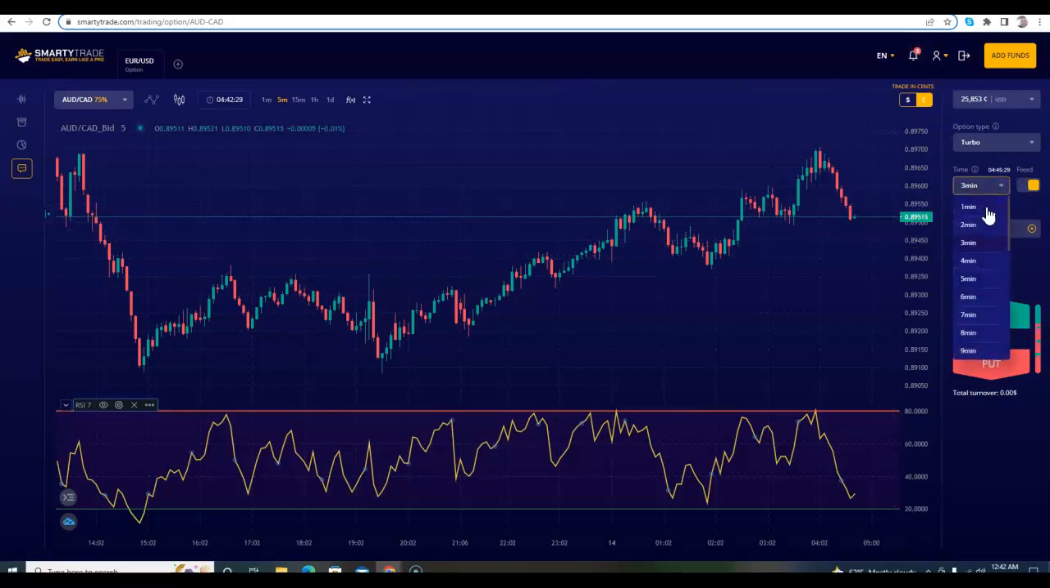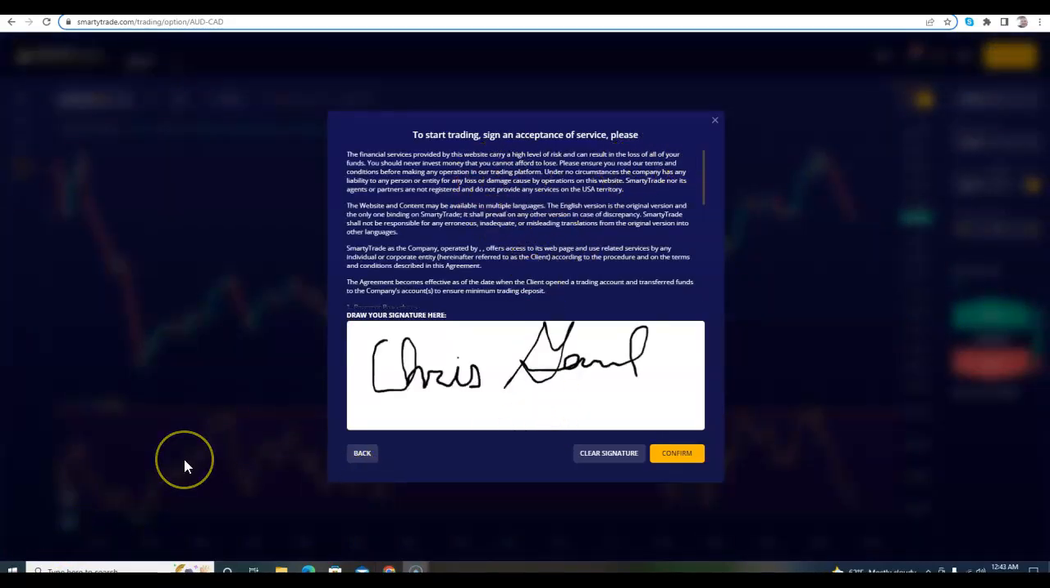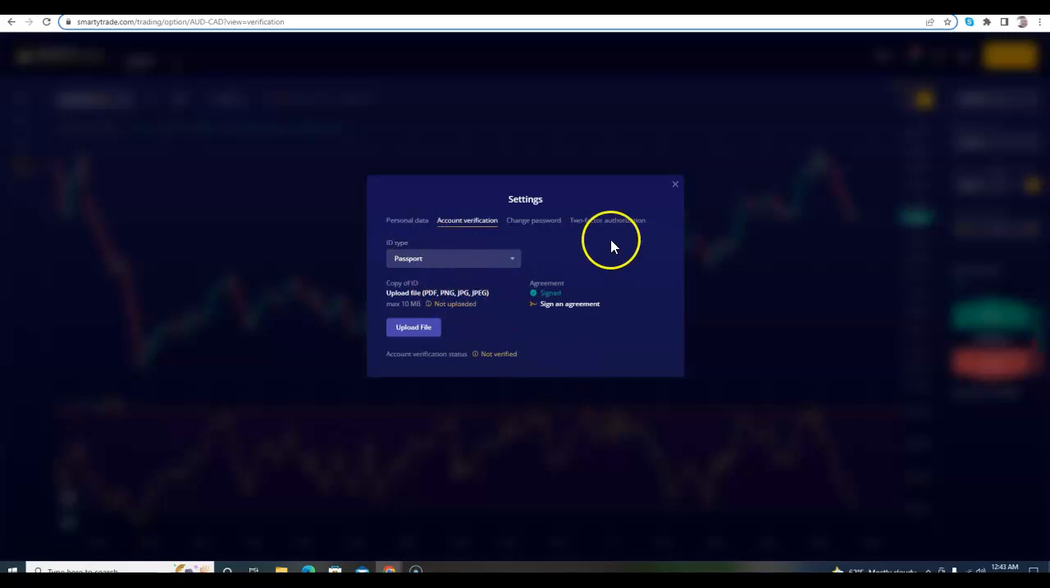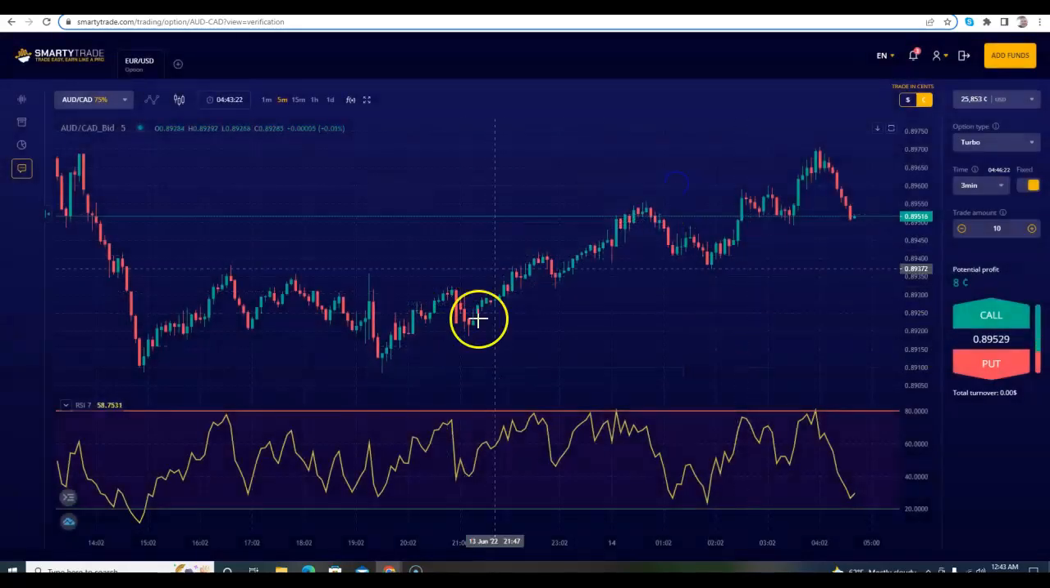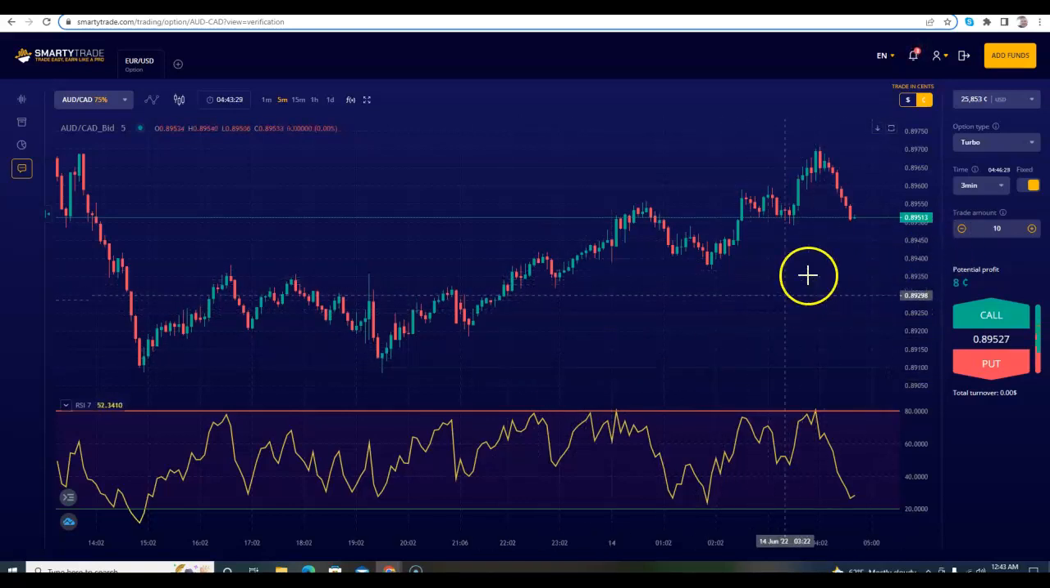So for example purposes, we're going to enter a trade. Going to do 10 cents. We're going to take a 3-minute buy here. We just have to sign before you start trading. After you put in your signature, you click confirm. I'm not going to update that yet. I'll go back in after and update my credentials and my driver's license if needed.